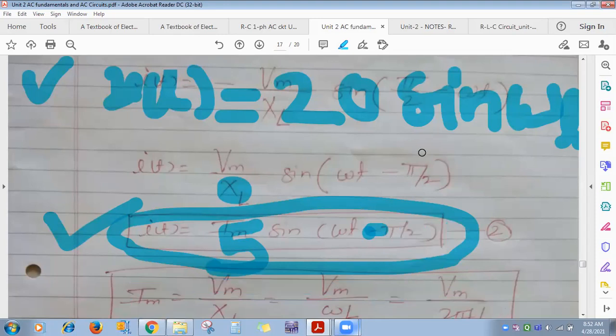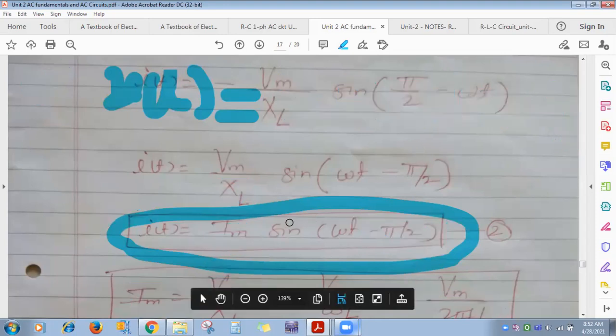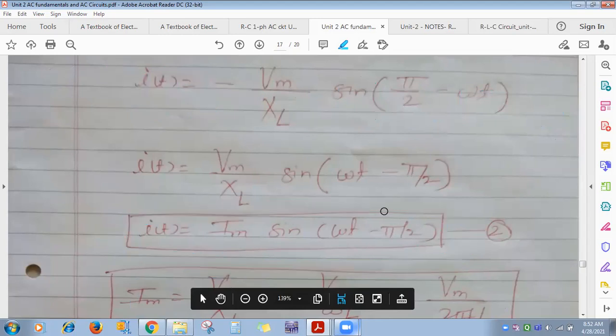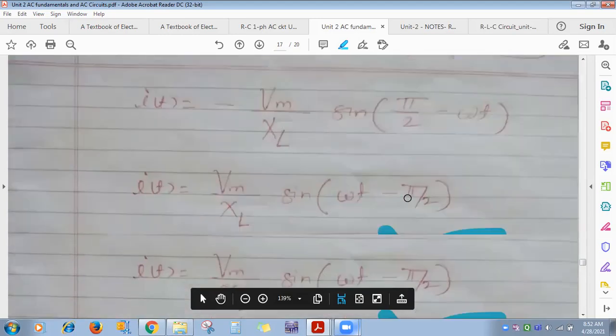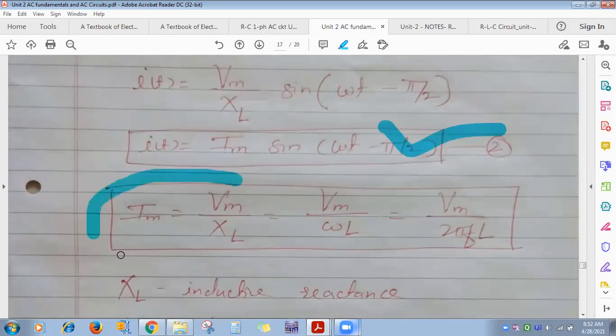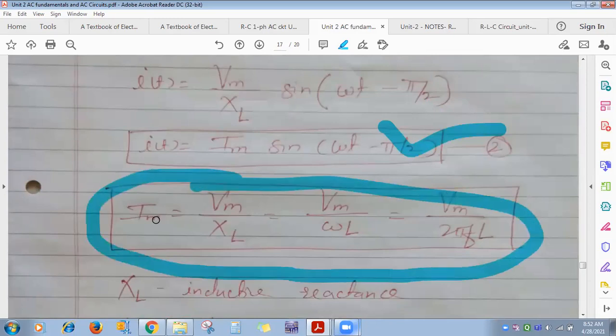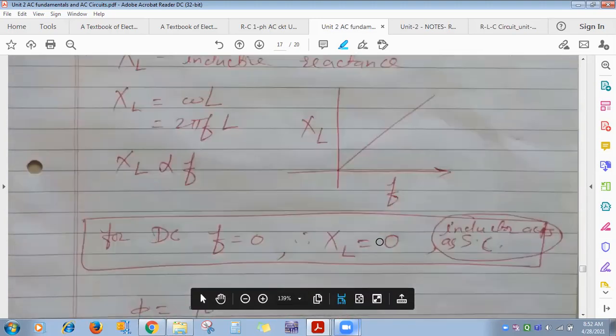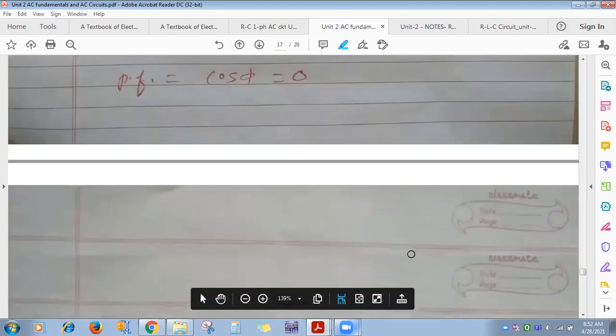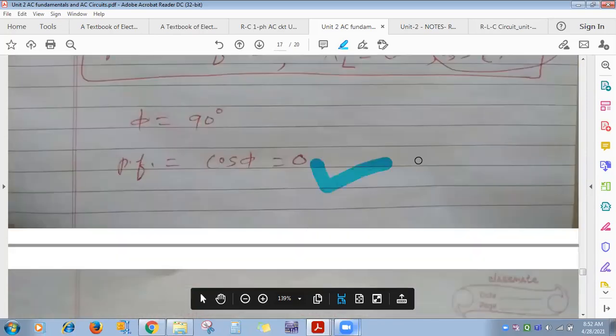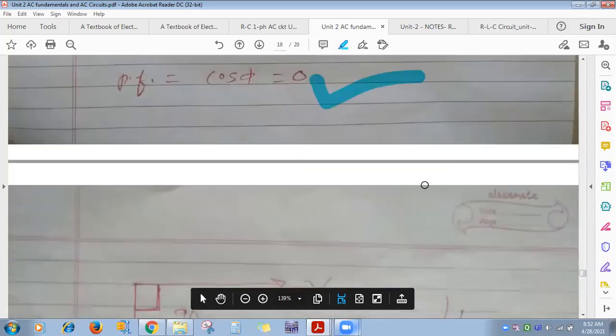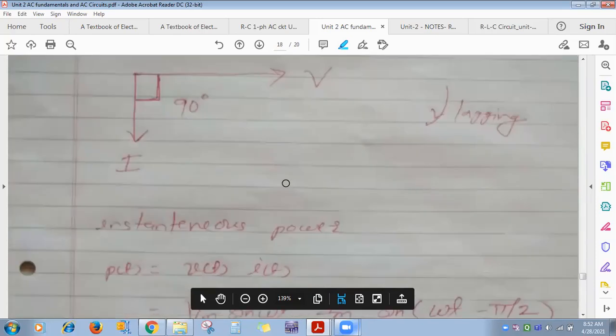So for the purely inductive case, check whether the equations are in this form, v of t equals Vm sin omega t and the current is this, then use this formula. Here see, there are 3 unknown parameters. Out of these 3, any 2 are given to you, and the third one they will ask you to find out, or L. Okay, then XL we have seen. For DC it acts as a short circuit. Power factor is what? 0. Phi is what? 90 degrees.